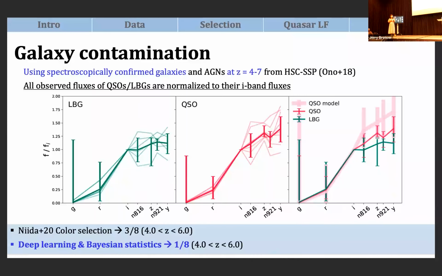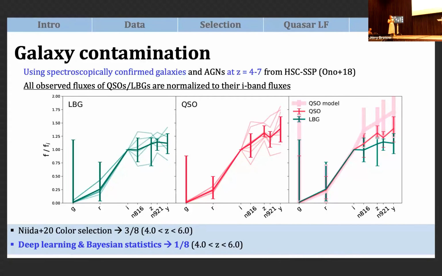First, we estimate the galaxy contamination by applying our selection and color selections to spectroscopically confirmed line-of-sight galaxies. Among 8 galaxies, 3 galaxies satisfy the color selection criteria, whereas our selection selected only 1 galaxy. Although this is based on small number statistics, it might imply our selection is more effective at separating quasars from line-of-sight galaxies.